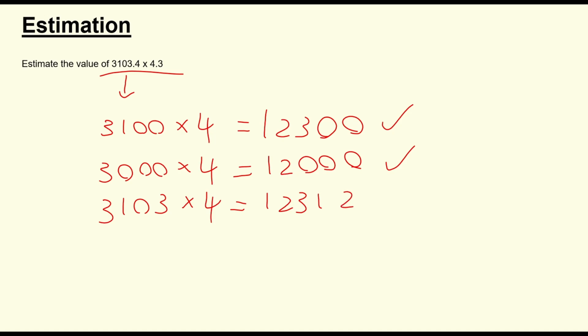12,312, I think, is the answer. I wouldn't bother rounding to that. You're not getting extra marks for it. The examiner doesn't care about how clever you are at calculating things in your head. Pick one that's easy to do, that you can do in 5 seconds.